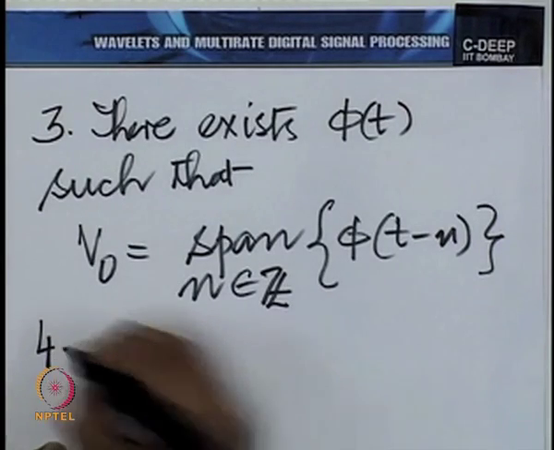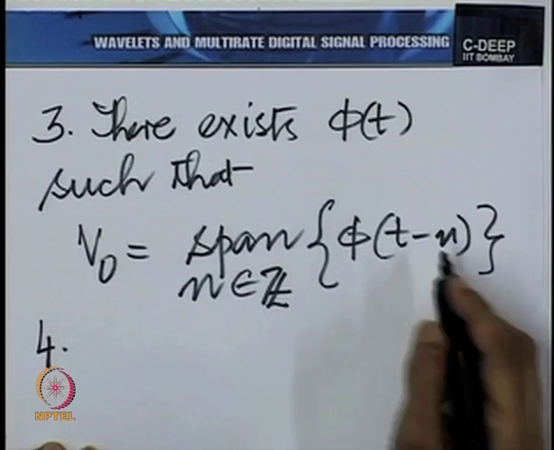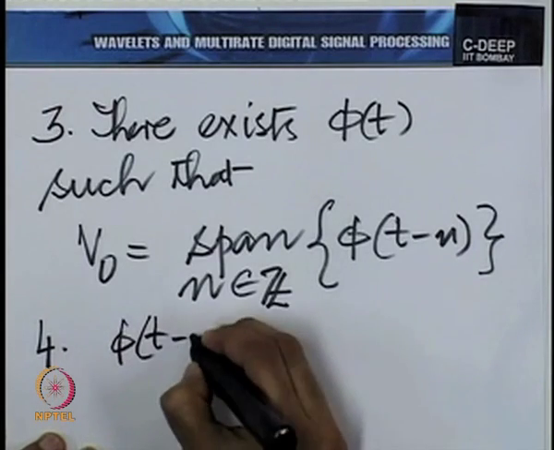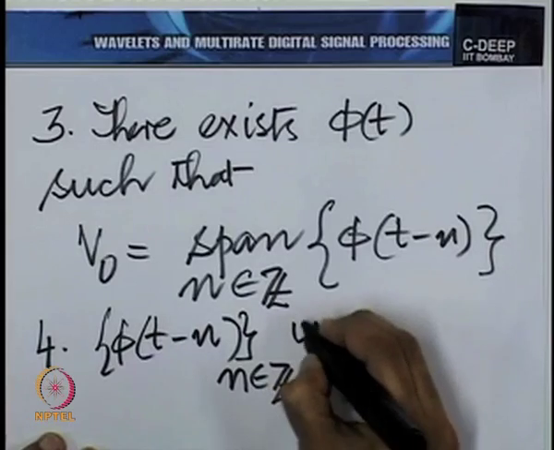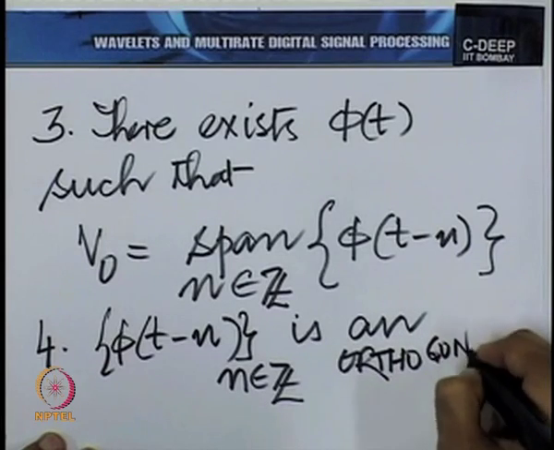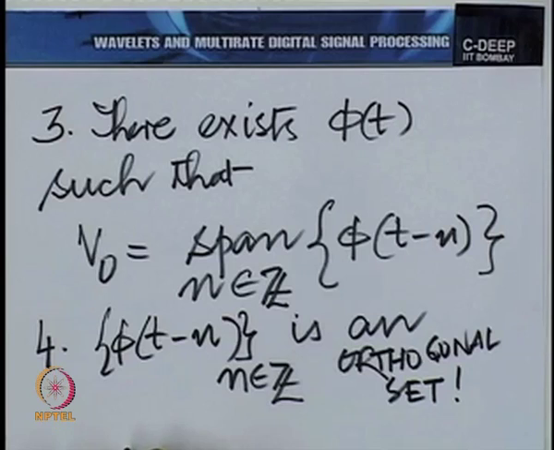Point 4. In fact, it is not just span, there is something more. These phi(t minus n) over all n is an orthogonal set. This is a deeper issue here. Now, we will explain in more detail the notion of orthogonality in the next lecture, but for the moment let us be content to put this down as an axiom.